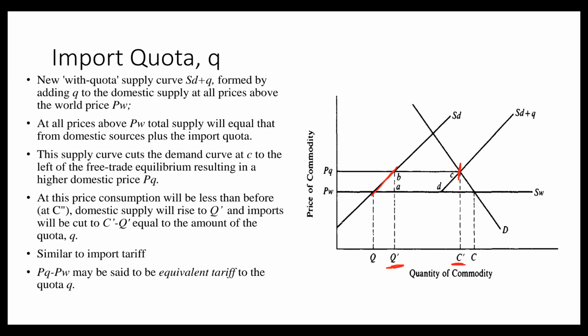So now, similar to an import tariff, PQ minus PW will be said to be an equivalent tariff to the quota. This difference will be said to be the equivalent tariff to the quota Q.